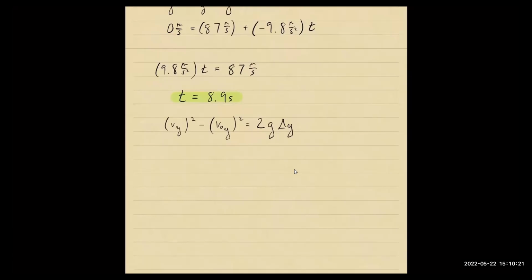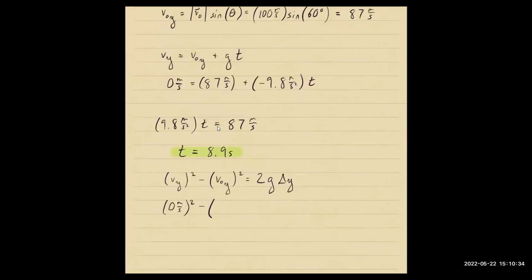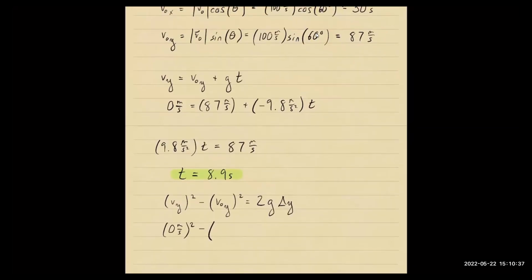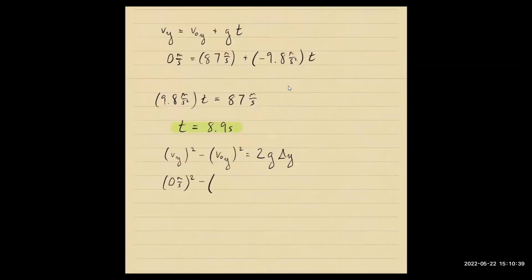So at max height, our final velocity's y component is 0. Right, so this is 0 meters per second, all of that squared. We have minus the y component of our initial velocity vector, which we found to be about 87 meters per second. So this is 87 meters per second, and we're going to square that. Then on the right-hand side, we have 2 times our acceleration in the y direction, which is minus 9.8 meters per second squared, times our displacement in the y direction, delta y.